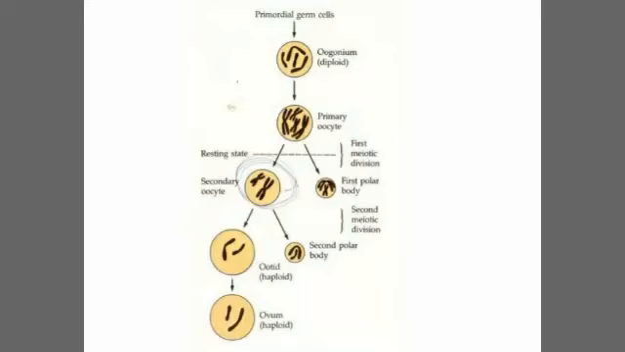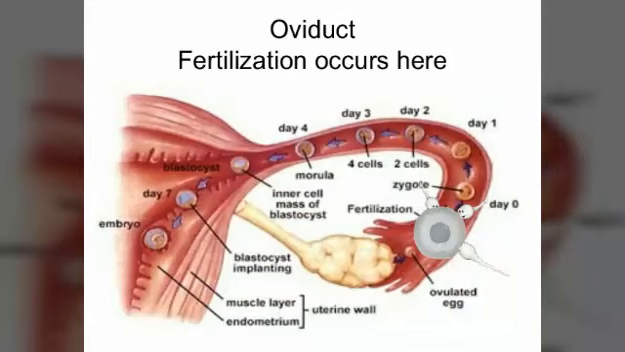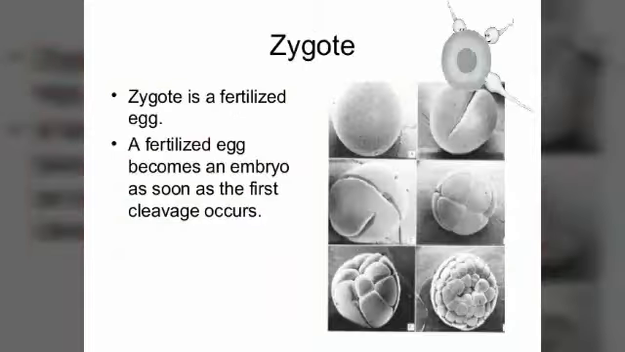And next is fertilization. Where does fertilization take place? The sperm are released into the fallopian tube, where fertilization takes place. Fertilization takes place in the oviduct or fallopian tube, and it forms the zygote. The zygote is a diploid structure which has the double number of chromosomes. So the zygote is the fertilized egg, and the fertilized egg becomes an embryo as soon as the first cleavage occurs.